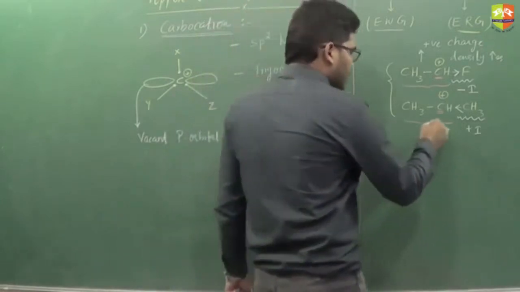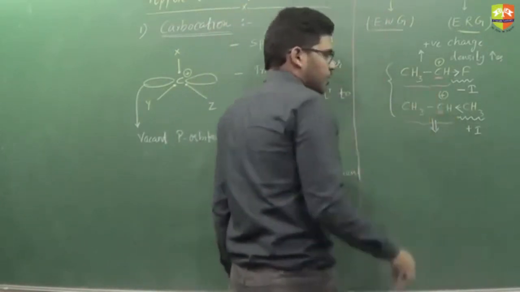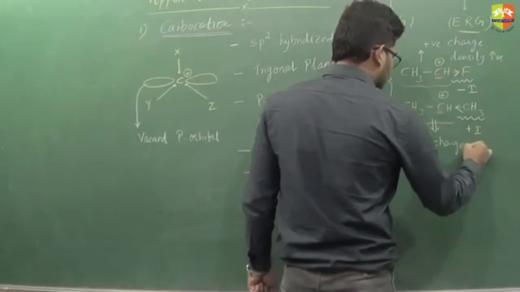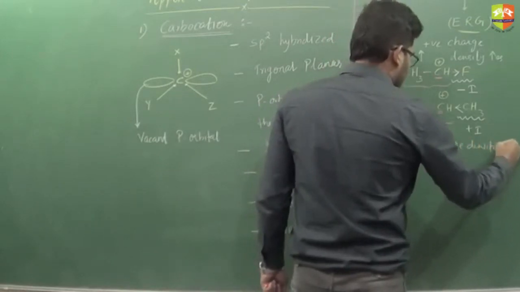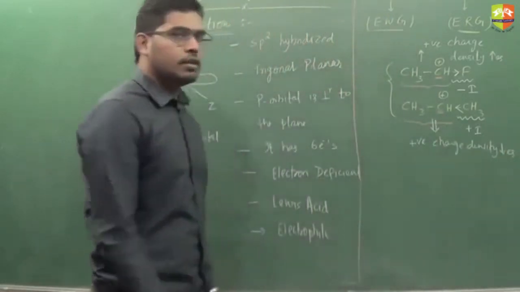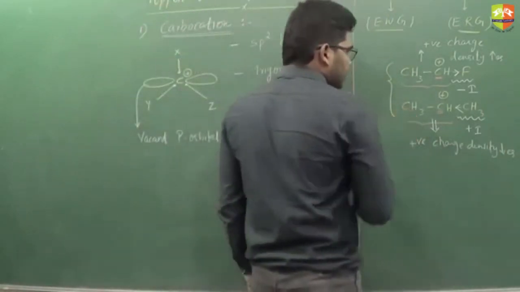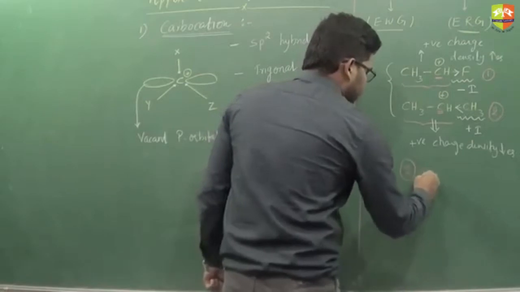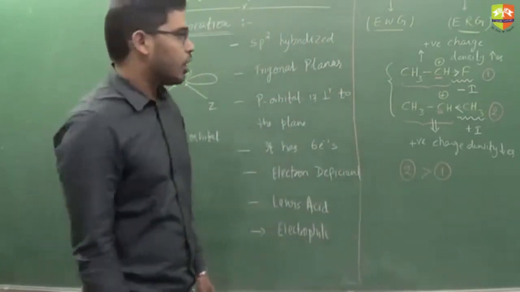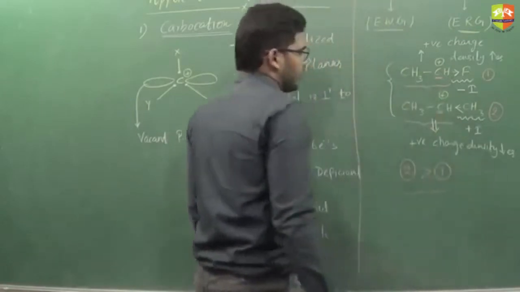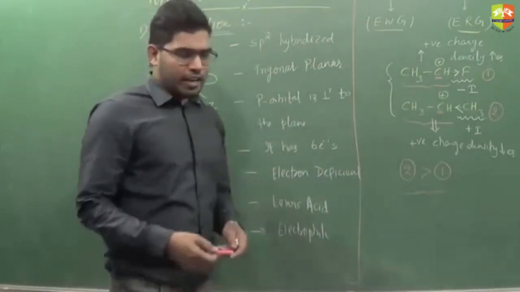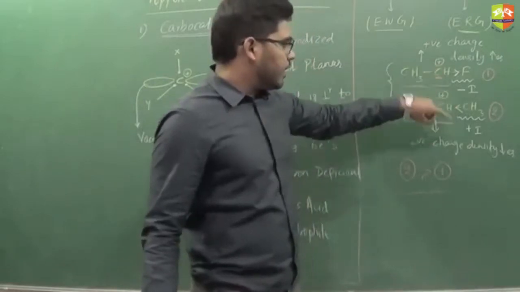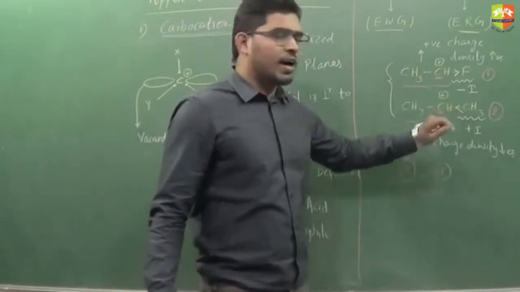And here what happens, since we are providing electron to this carbocation, its positive charge density decreases. And hence, it is going towards stability. So if I compare the stability of 1 and 2, the second one, obviously, is more stable than the first one. This is the order of stability depending on I effect. So with this example, we can conclude that with minus I effect, the stability of carbocation decreases, and with plus I effect, the stability of carbocation increases.